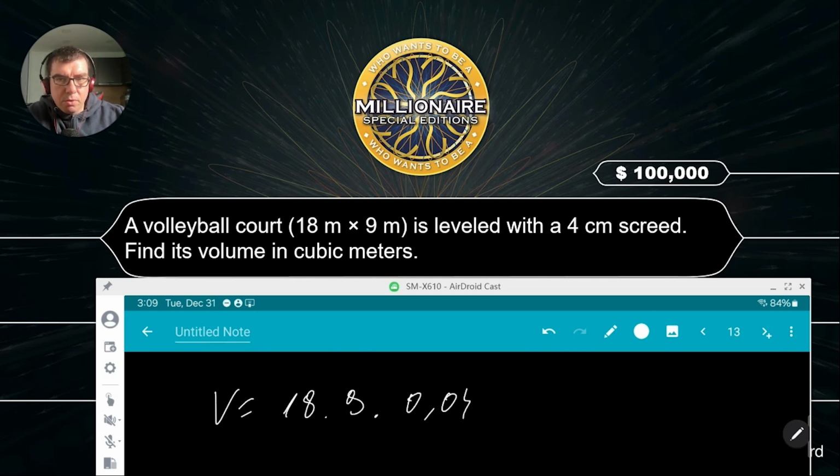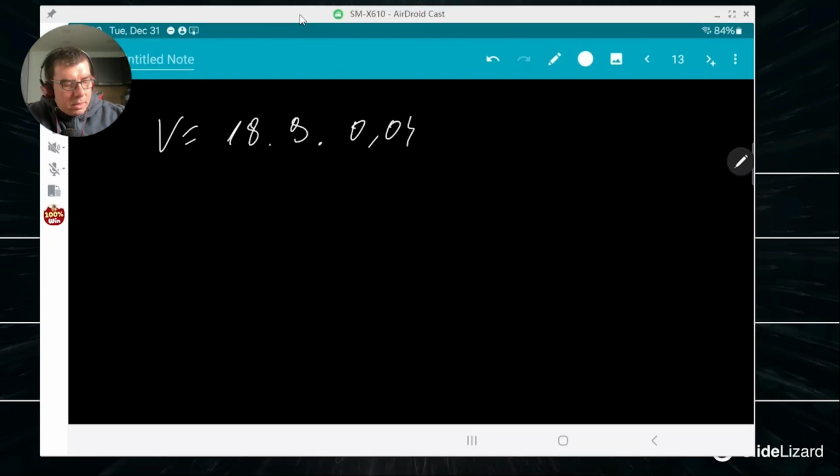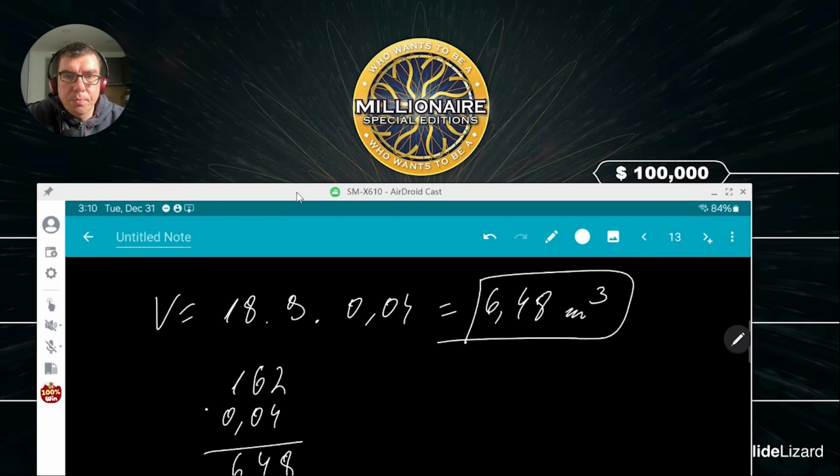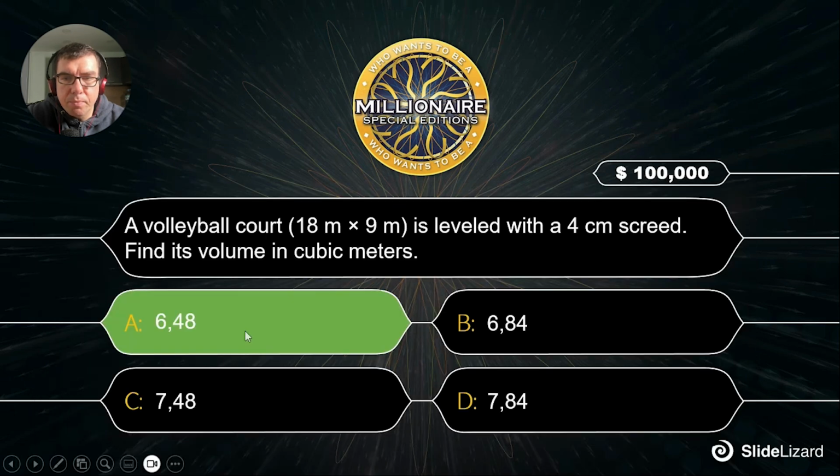Okay, so we multiply. Let's do it like this. 18 times 9 is 162, right? 162 times 0.04. 8, 4, 2, 6 with how many digits? 2 digits. 6.48 meters cubed. That's it. A. Yes.